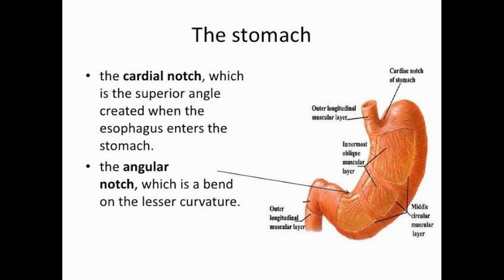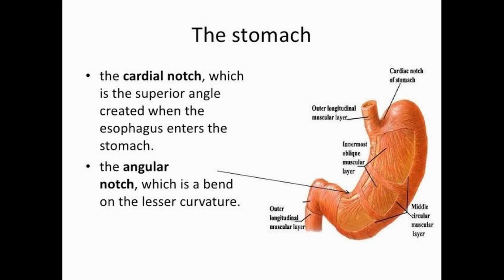The cardial notch is the superior angle created when the esophagus enters the stomach. We discussed previously that the stomach has four parts: cardia, body of the stomach, fundus, and pylorus. The cardia is present at the superior end of the stomach. So the cardial notch is a superior angle. Now the second one is the angular notch, which is a bend on the lesser curvature.